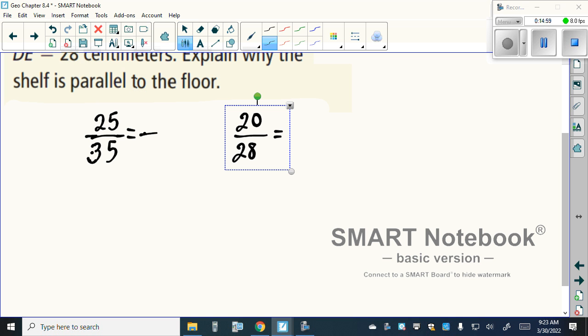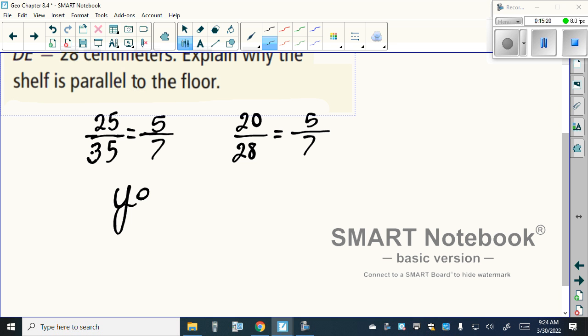25 and 35 are both divisible by 5, which would give us 5 over 7. 20 and 28, divisible by 4, gives 5 over 7. So are they parallel? Yes. Because the side lengths are proportional.